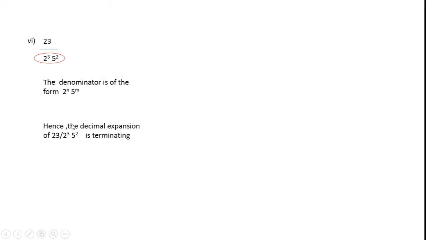The next one, 23 by 2 to the power 3, 5 to the power 2. See, the denominator is of the form 2 to the power n, 5 to the power m. Hence, we can say that the decimal expansion of 23 by 2 to the power 3, 5 to the power 2 is terminating.